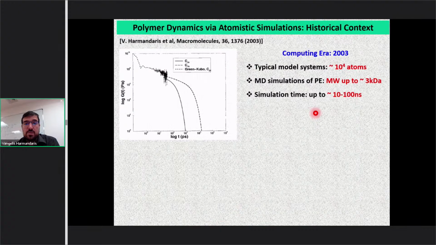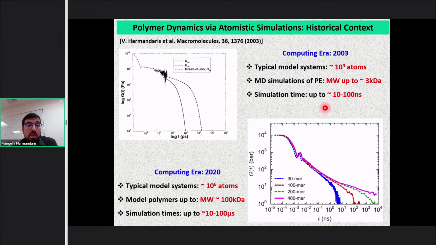So this is probably the last slide. Here is just the historical context. This is a main property, again, a shear relaxation modulus. This has been calculated from atomistic simulations almost 15 or 17 years ago. At that time, it was the first time that we were capable from atomistic simulations to predict rheology. However, the systems here are, as you see, very small. We considered systems at that time of only 1,000 up to 10,000 atoms, very short polymer chains, only 3,000 molecular weight, and simulation times of the order of 10 or up to 100 nanoseconds.